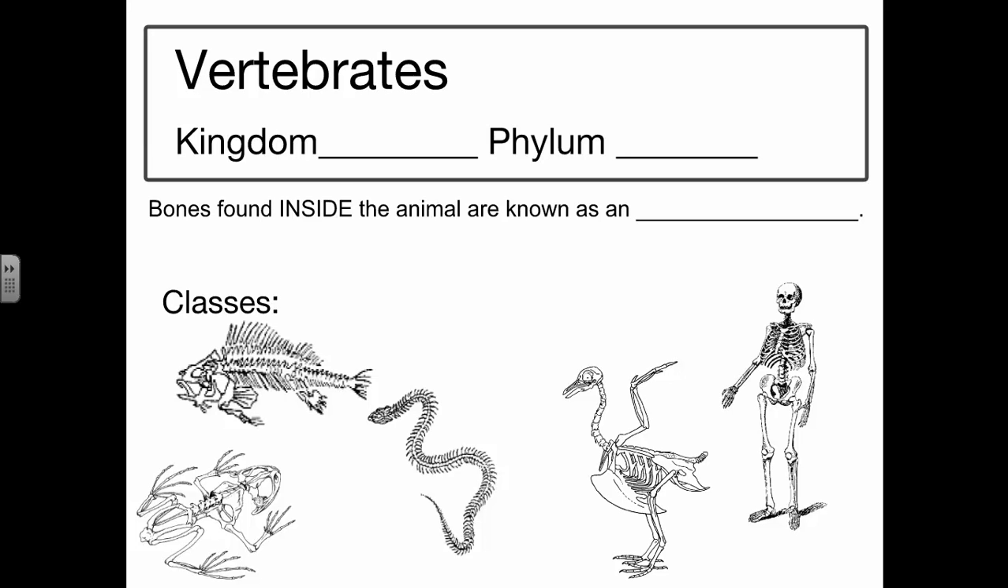All right, so we just finished up with invertebrates. And now we're moving on to vertebrates. So what exactly is a vertebrate? Alex? Animal with a backbone.